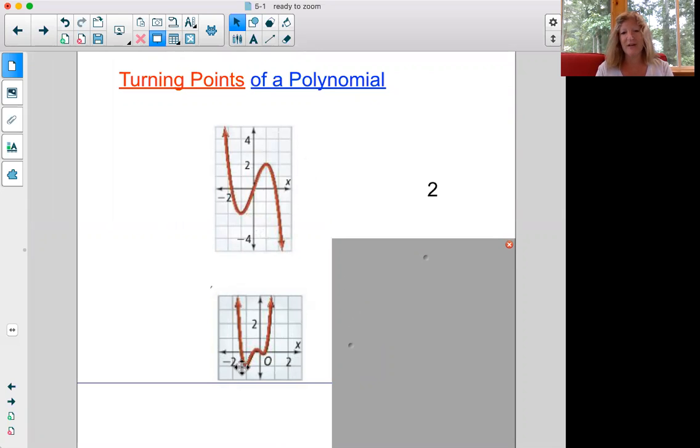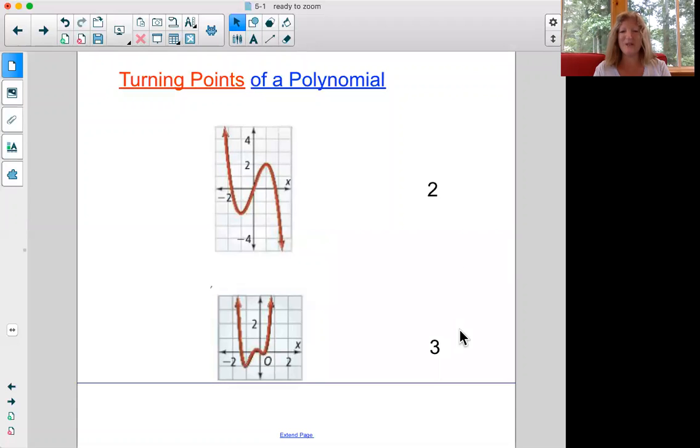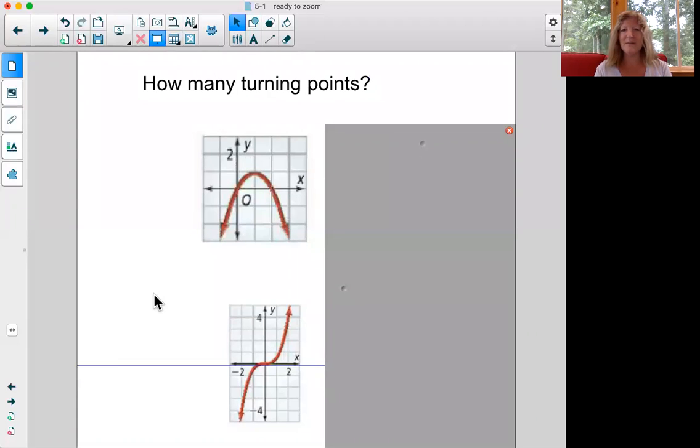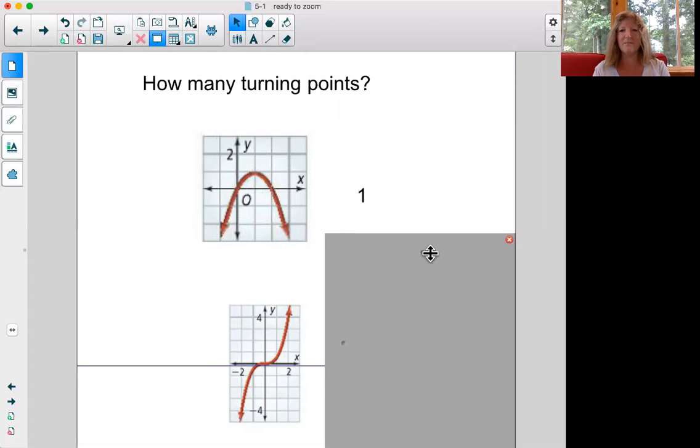Here we're going down, and now I'm going up. I'm going up, and now I'm going down. I'm going down, and now I'm going up. This one has 3 turning points. So name how many turning points. Be careful. So here I'm going up, and then I'm going down. 1. Be careful of this next one.